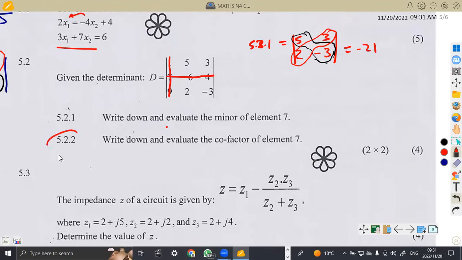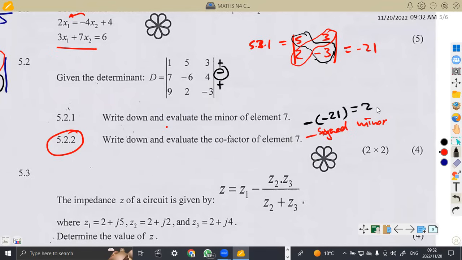Then after that, 5.2.2, write down and evaluate the cofactor of element 7. So the cofactor is a signed minor, which means we have to multiply by the sign which corresponds. Remember, we can just apply our signs plus, minus, plus. So we are supposed to multiply by negative. So this is equal to negative times negative 21, which is positive 21. So that was the cofactor.